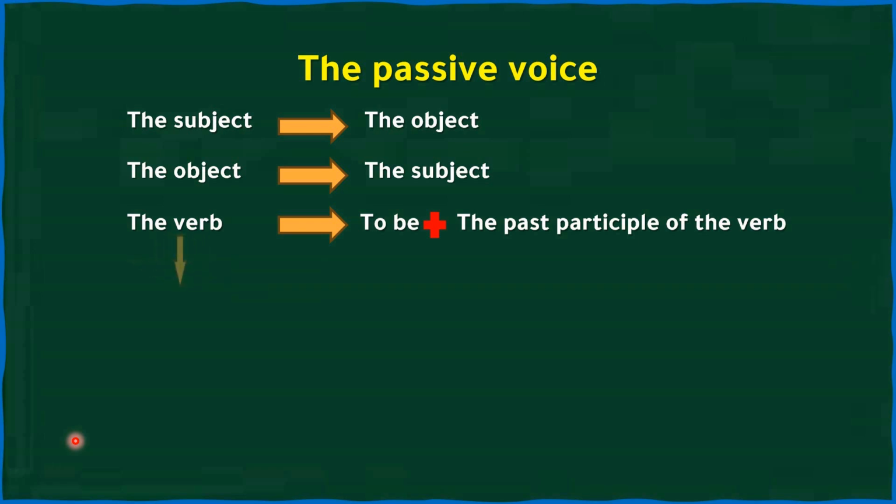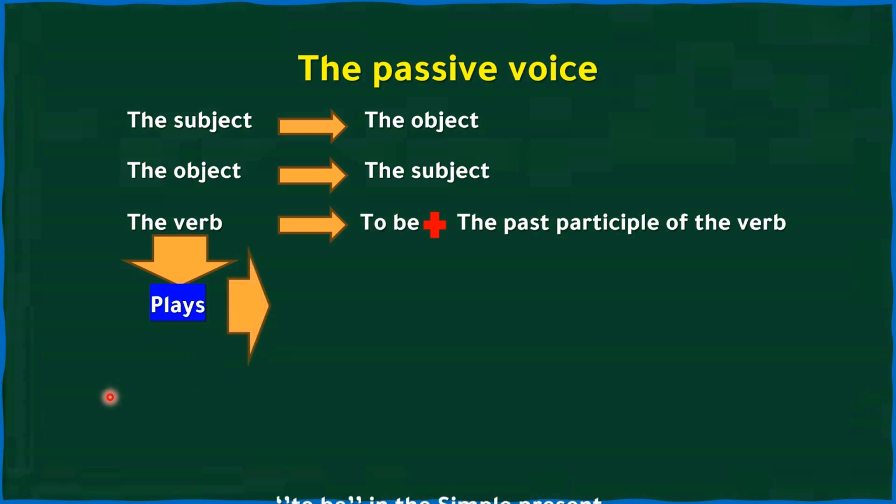Let's have an example. Plays is the verb to play. It is in the simple present, so automatically we will put to be in the simple present, and we will say I am, you are, he is, she is, it is. Plays has an s here, so he, she or it, so automatically is. Plays, is, very good. Plus what?